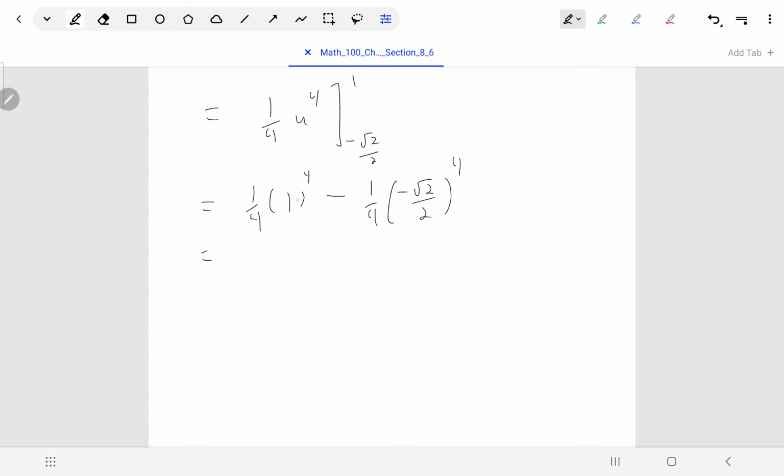So 1 to the power of 4, of course, that's just 1. And negative root 2 over 2 to the power of 4 turns out to be a quarter. So we have minus quarter times a quarter, or minus 1/16. And that gives me 3/16 as my final result.